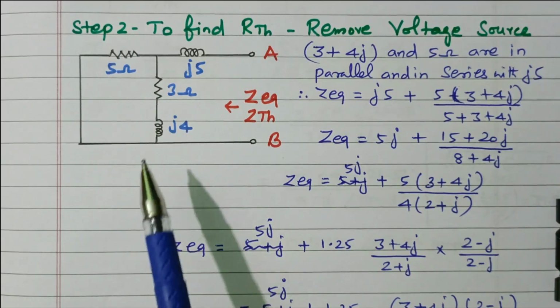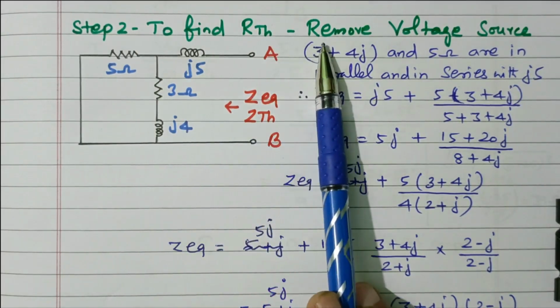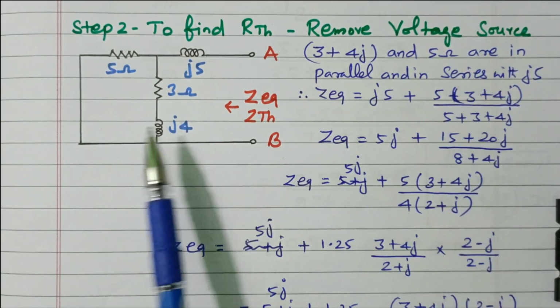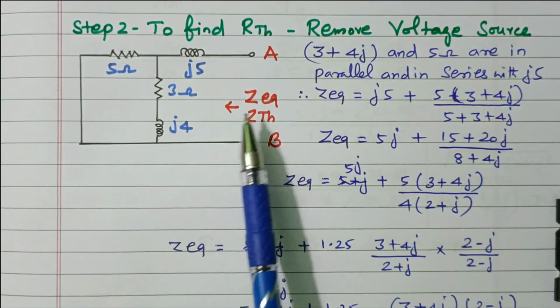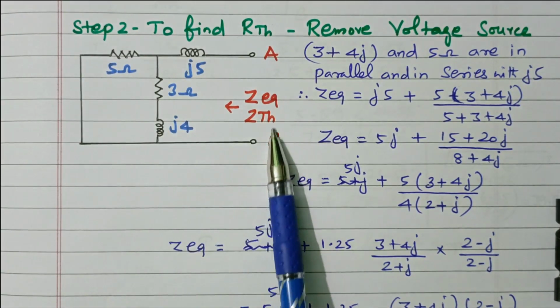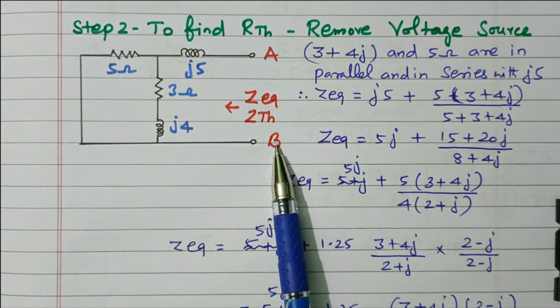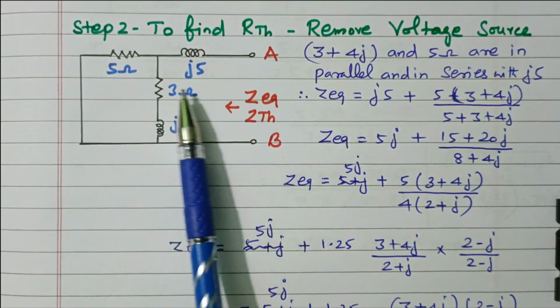In the second step we will find the Z Thevenin value by removing the voltage source. See here, the voltage source is now removed. R Thevenin or Z Thevenin is nothing but the impedance across AB. We need to look from this side onwards.